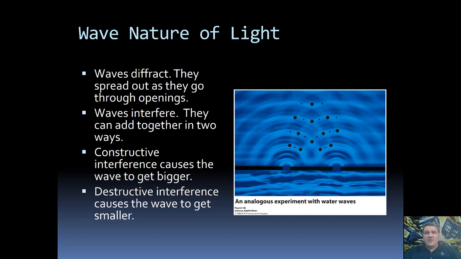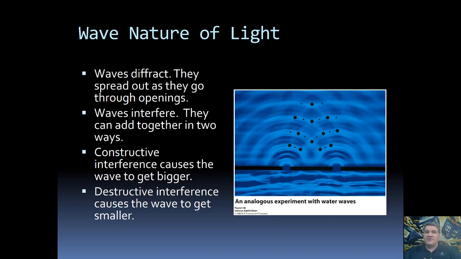Something else waves do is that waves interfere. Interference is the way that waves add and subtract as they move over each other. So there are two types of interference. There is constructive interference. This occurs where a wave crest and a crest come together so that they overlap and become extra tall, or a trough and a trough come together and everything gets extra low.